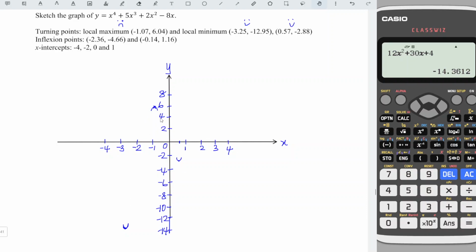Okay, so the point of inflection, as we can see, is in between the turning points. So we will definitely pass through this point. It's not necessary for us to label it. And we can move straight on to the x-intercepts. So we have here, here, the origin, and also 1.